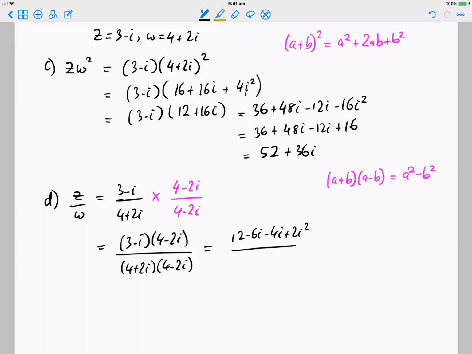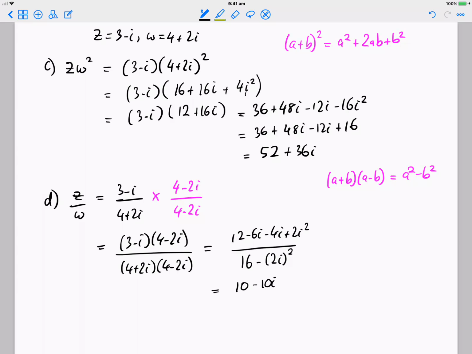Because you see what I'm going to get? I'm going to get 4 squared, which is 16, minus (2i) all squared. And that's going to be a real number. So on the top, I've got 2i squared, which remember is negative 2. So I get 12 minus 2, which is 10.